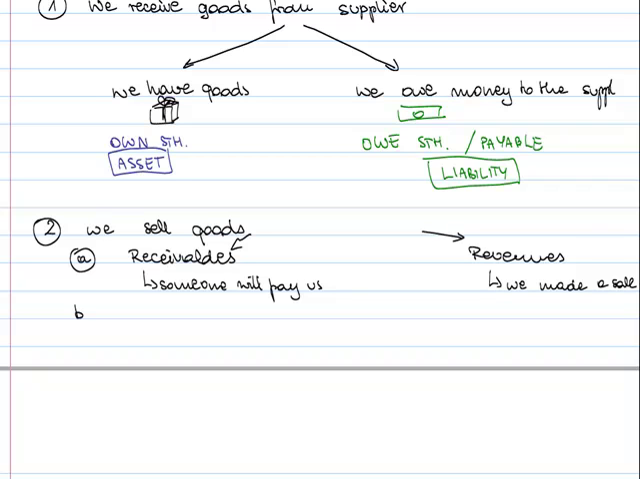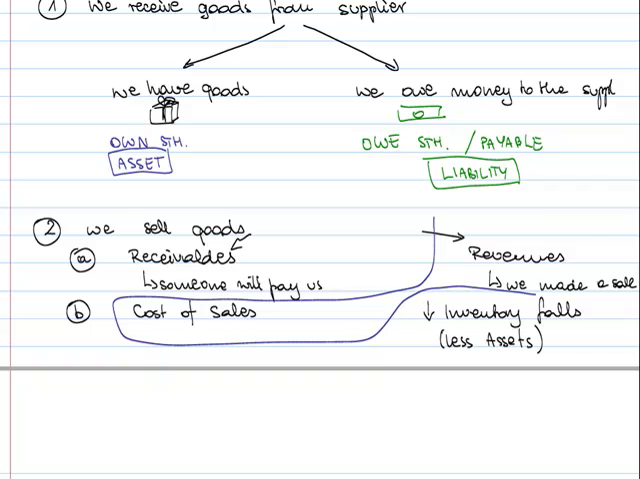Part B will be that, well, on the other hand, our inventory goes down because we sold some goods. So we have less assets and we will have something that is called cost of sales. These two together will make a profit on the transaction.